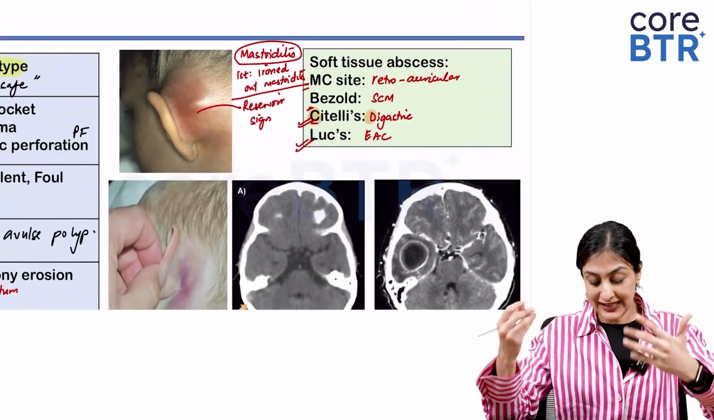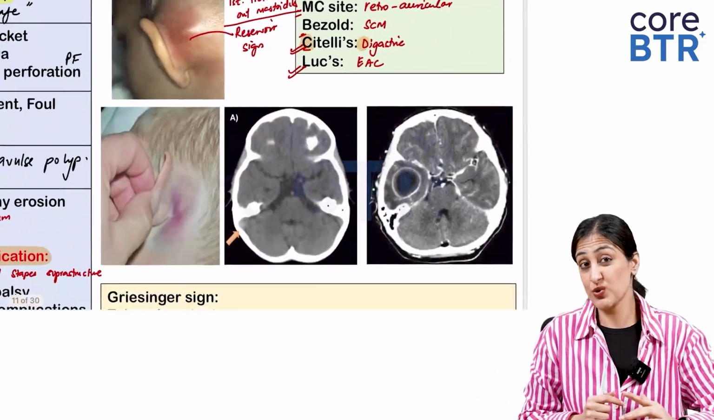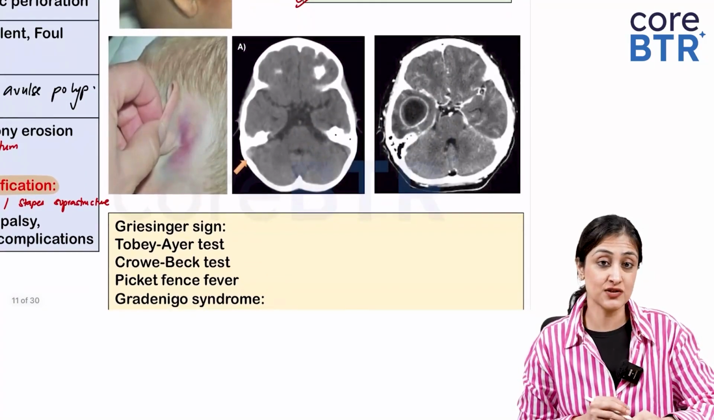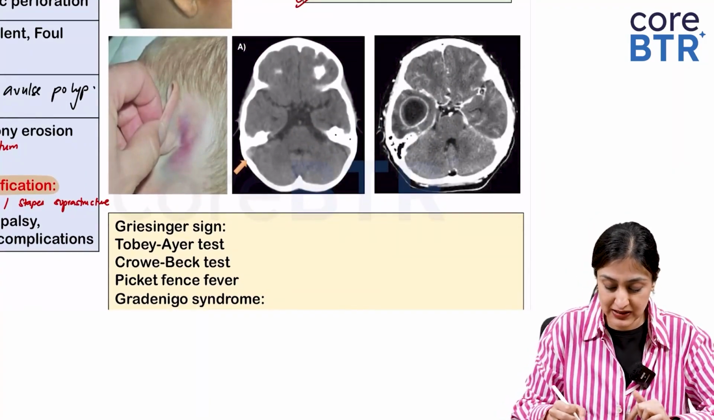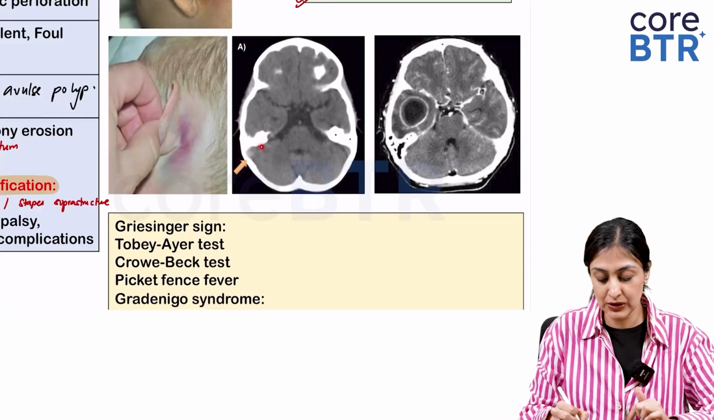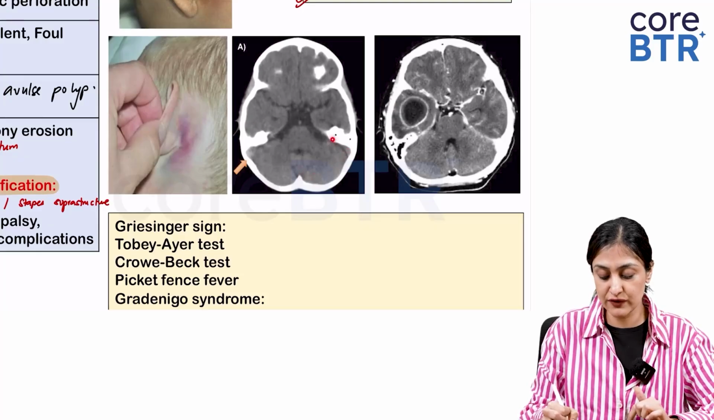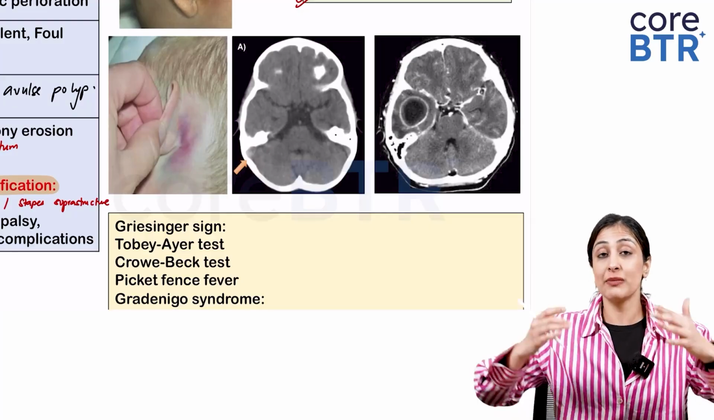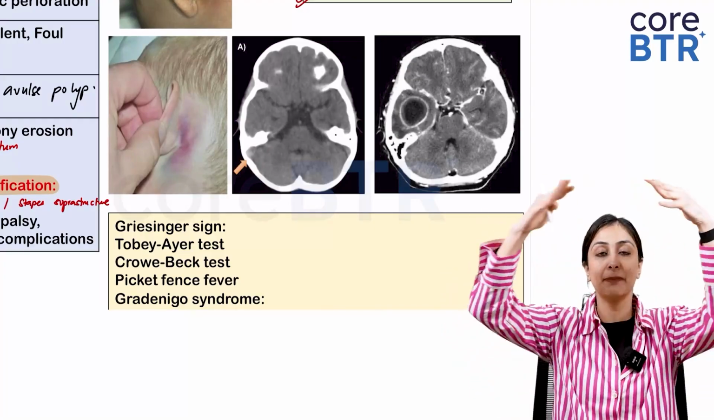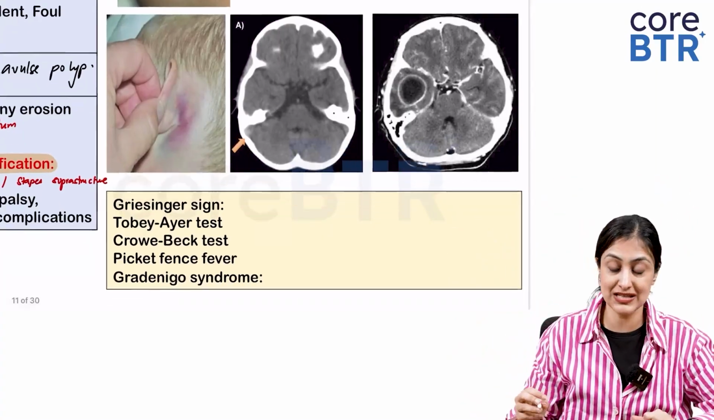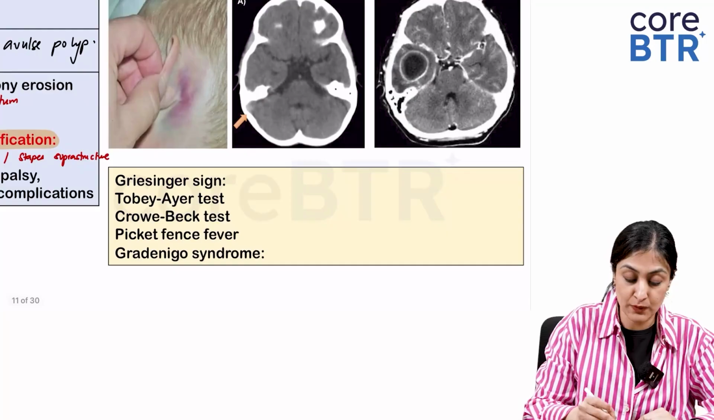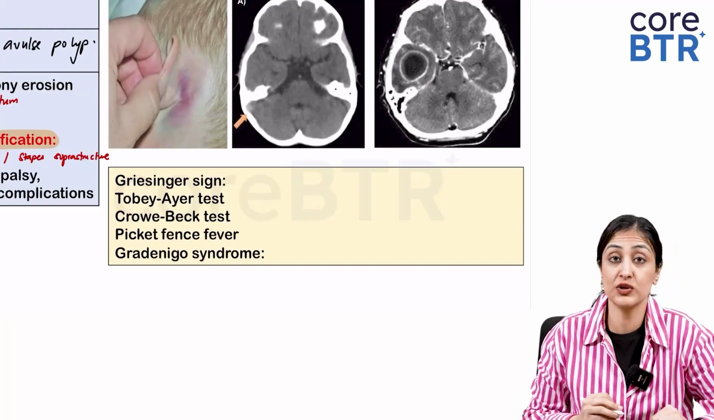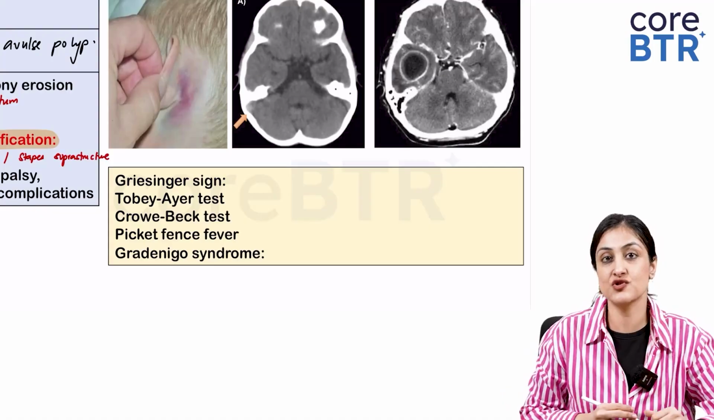Right, now intracranial complications. The most dangerous complication is sinus thrombosis, right? So this is the temporal bone. This is where I have my transverse sinus. This is the location of the transverse sinuses. So it is in close contact, right? So remember sigmoid sinus. The upper part of sigmoid is going to be transverse sinus. So transverse sinus thrombosis or lateral sinus thrombosis is one of the most dangerous complications here.